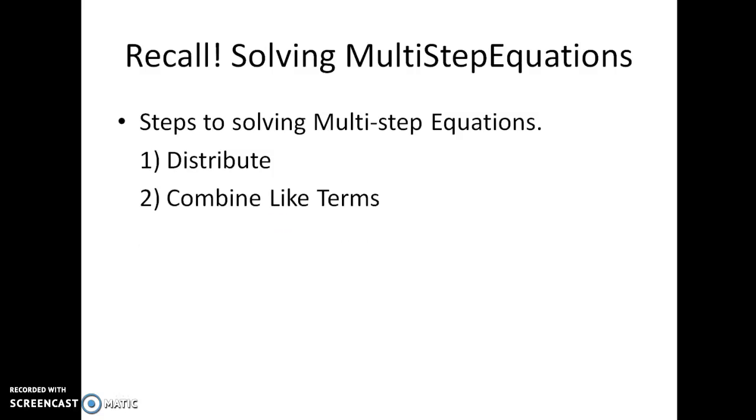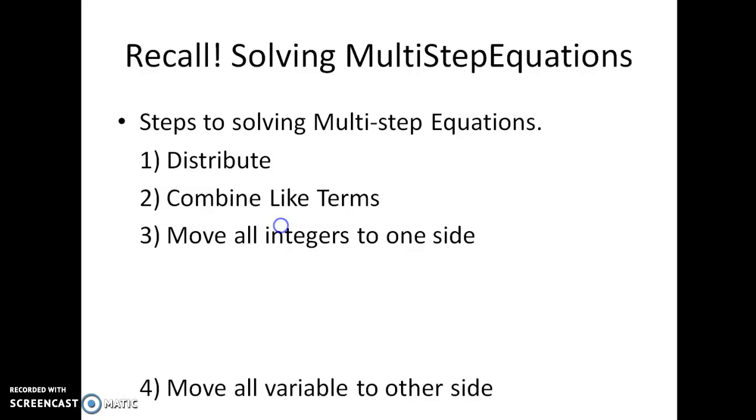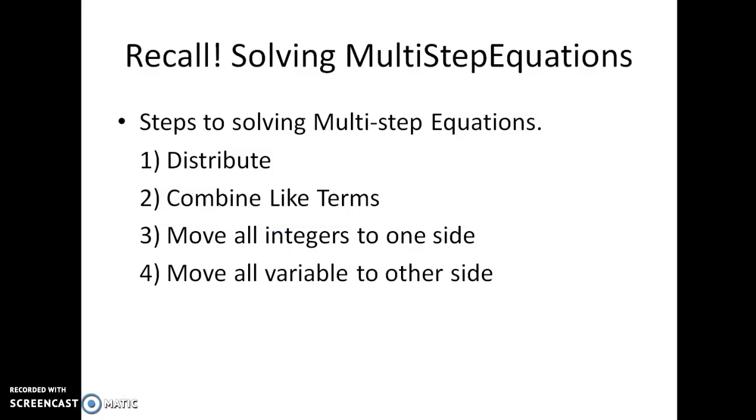The second is to combine like terms, and that is when they're on the same side. Move all integers to one side is step 3. Move all variables to the other side is step 4. And finally, isolate, or what we like to call solve the variable. So that's just a recall of what we did over the last several class periods.